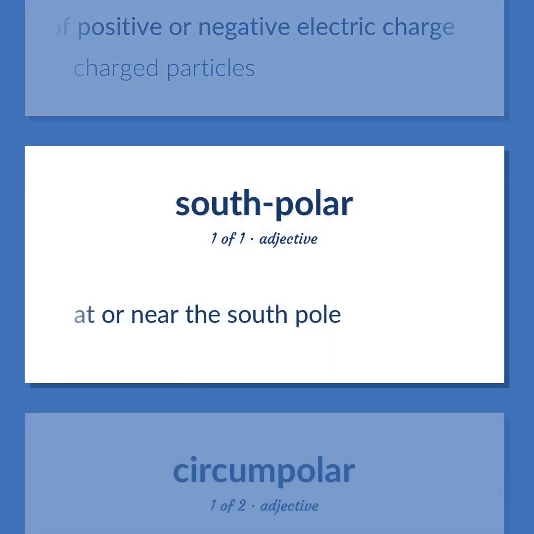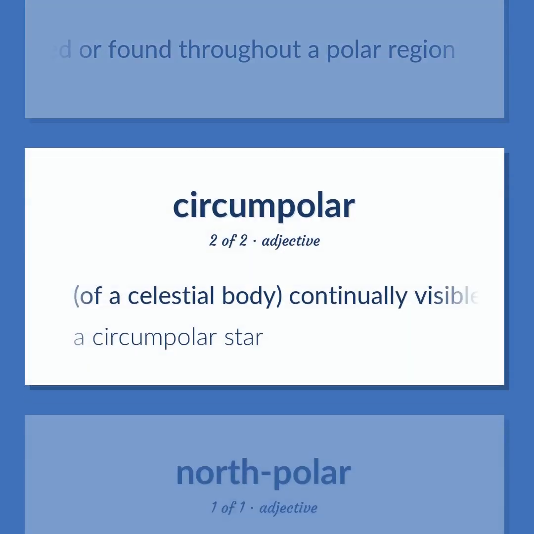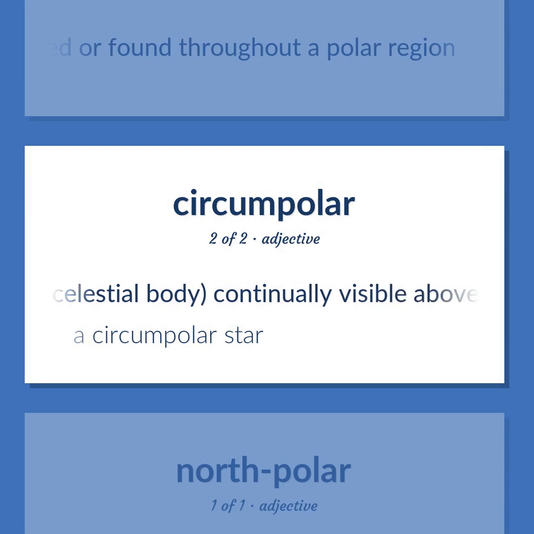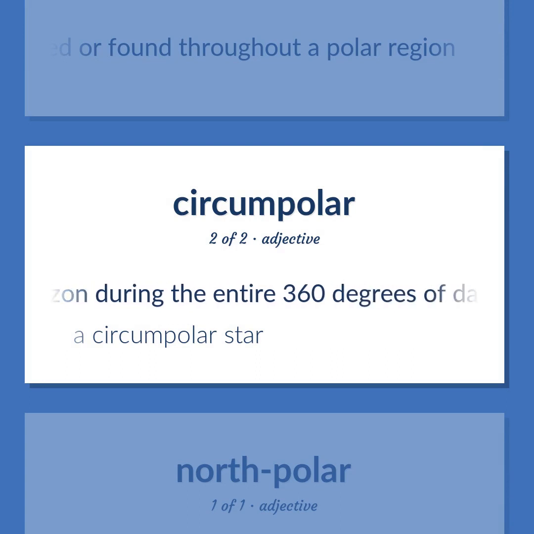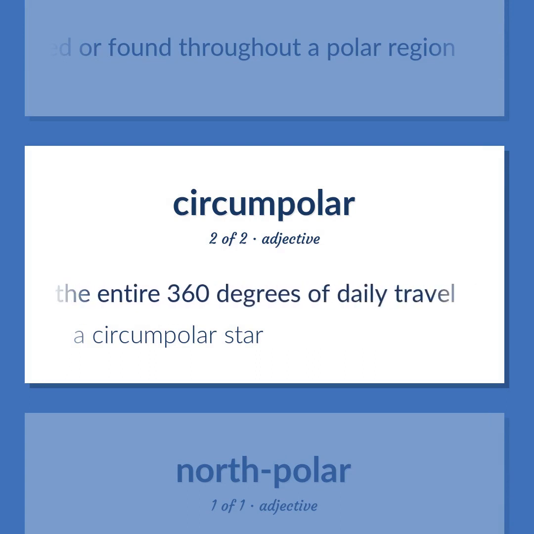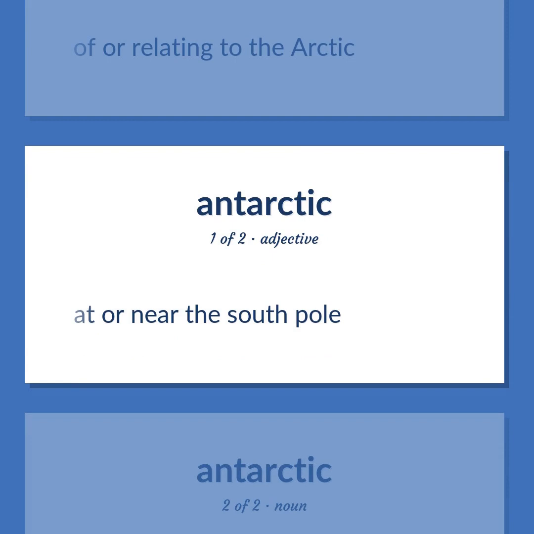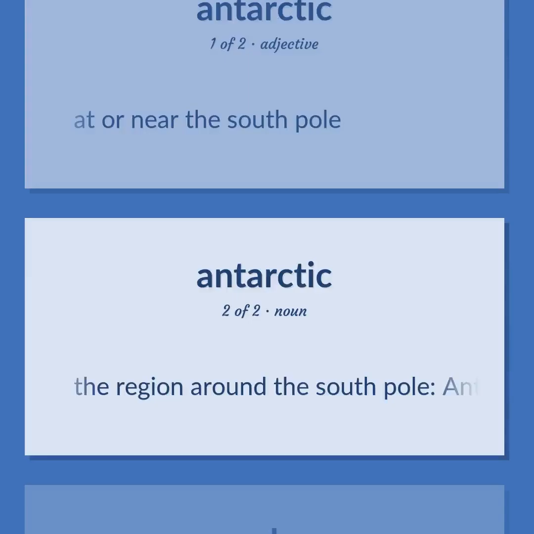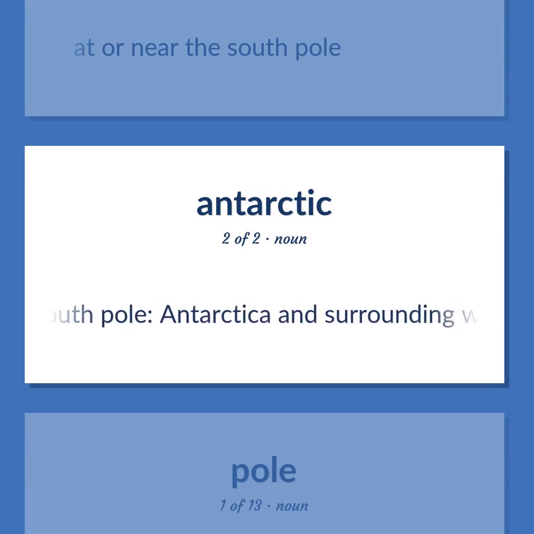At or near the South Pole. Located or found throughout a polar region. Of a celestial body, continually visible above the horizon during the entire 360 degrees of daily travel. A circumpolar star. Of or relating to the Arctic. At or near the South Pole. The region around the South Pole, Antarctica and surrounding waters.